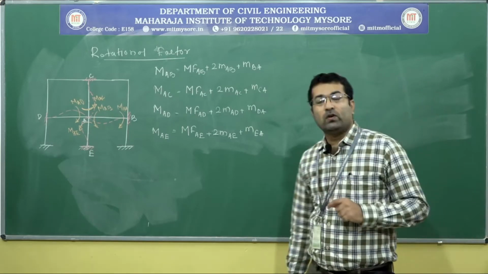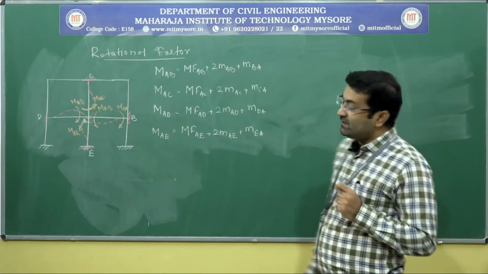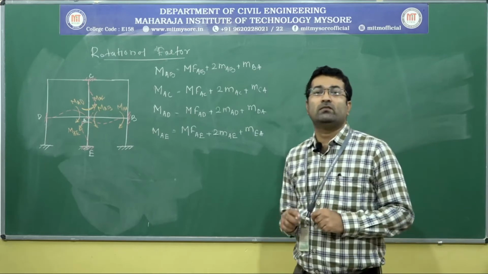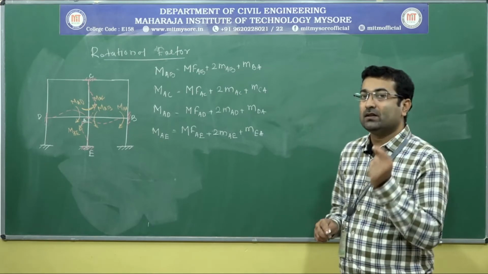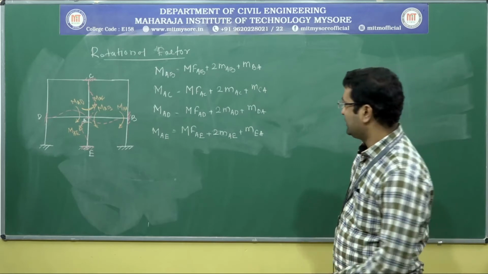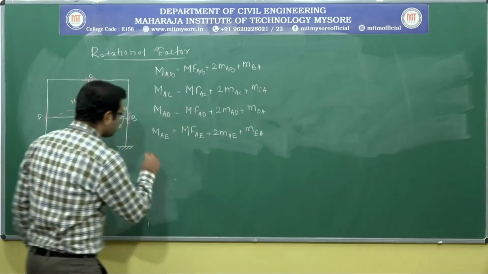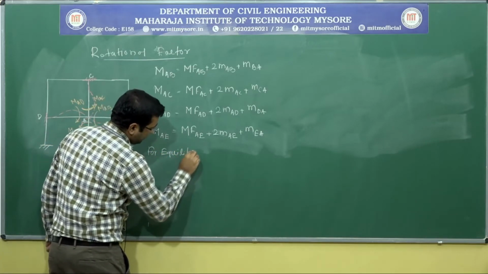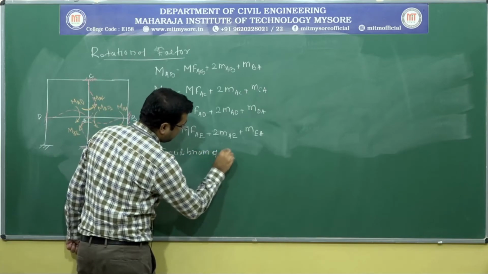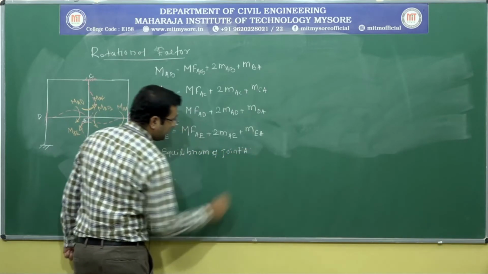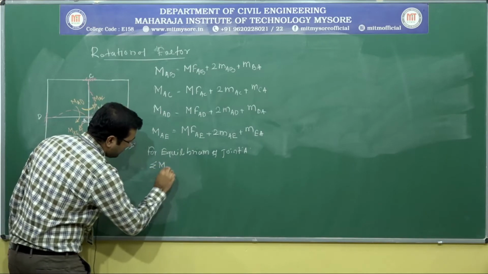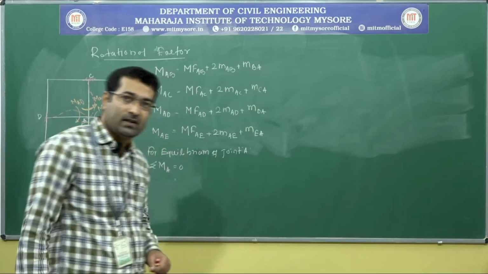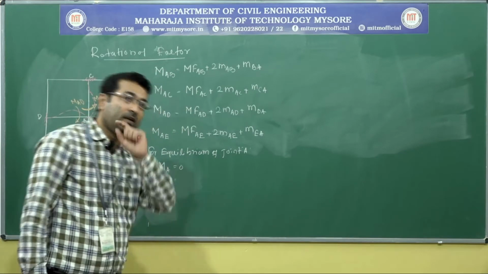Now we also know one more thing: for the equilibrium of joint A, if you take the sum of all the moments at any joint, then the total sum should be 0. That is, for equilibrium of joint A, the summation of moments at joint A must be equal to 0. If I take the sum of all the moments at joint A, then the total sum should be 0.